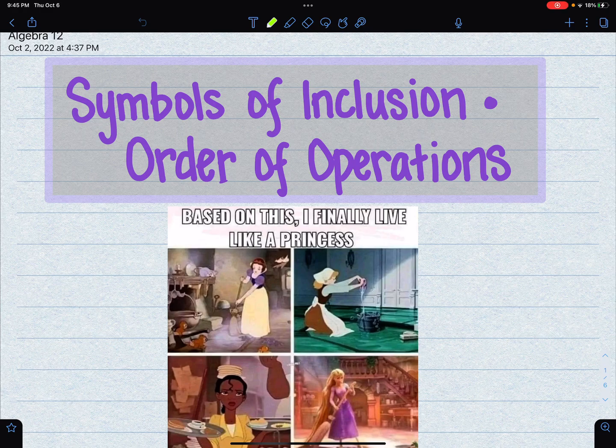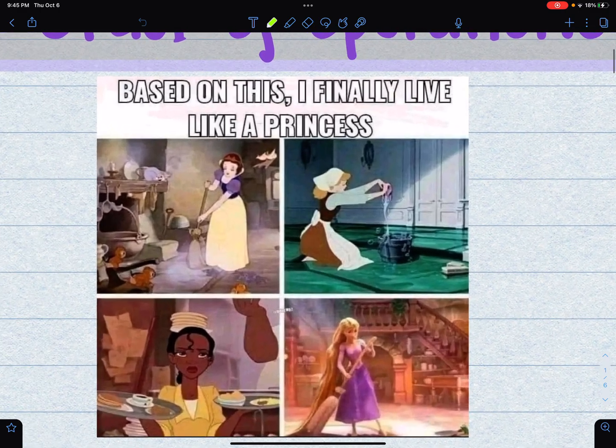Hi there, Addy. Today we are learning about symbols of inclusion and order of operations, and we're on page 54 if you're following along. This is going to be great. It's not too long, so you're going to love it. First of all, let's look at this.